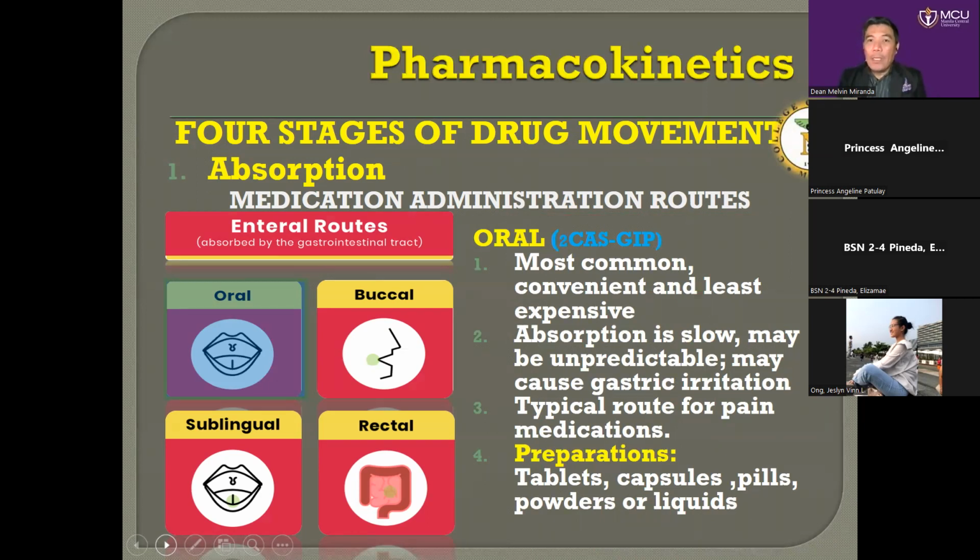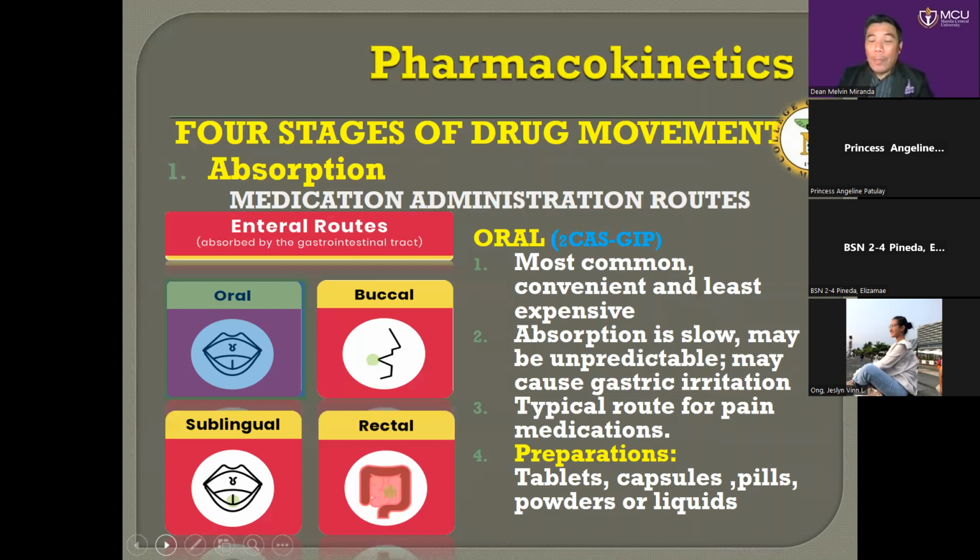AS meaning it is absorbed slowly. GI, most of the time, this causes gastric irritation. And letter P, usually the typical root for pain. So again, 2 CASGIP: 2 Cs meaning common, convenient, AS, absorbed slowly. GI, most of the time it causes gastric irritation. And letter P, typical root for pain.